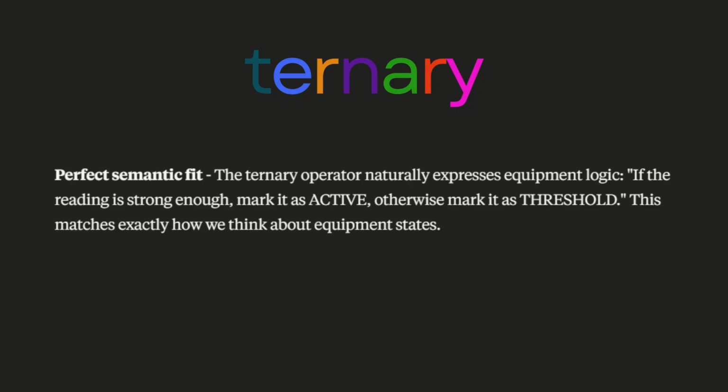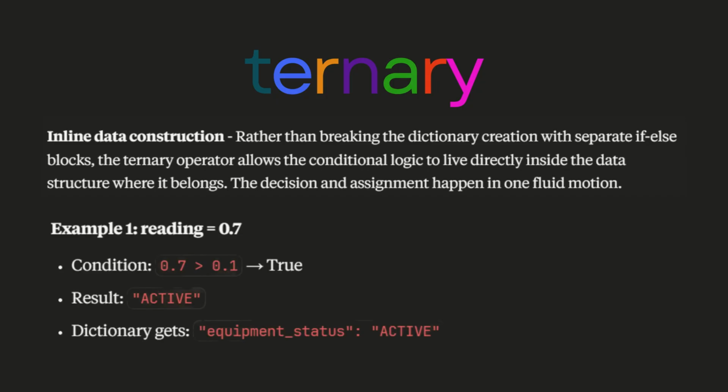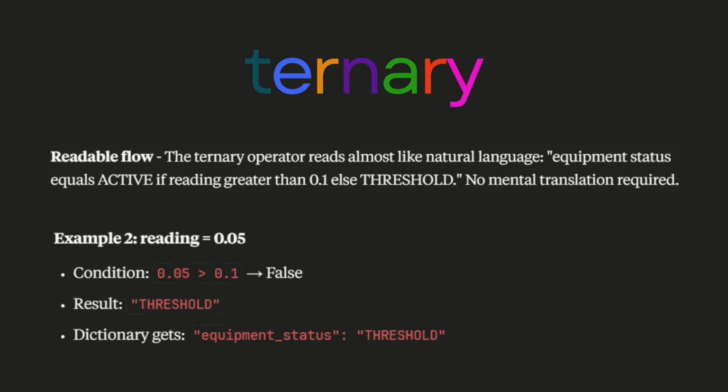So it evaluates like this: if reading is 0.7, since 0.7 is greater than 0.1 and that's true, equipment status becomes active. If reading is 0.05, since 0.05 is greater than 0.1 is false, equipment status becomes threshold, and so on, creating intelligent, adaptive data that changes based on calculated conditions.